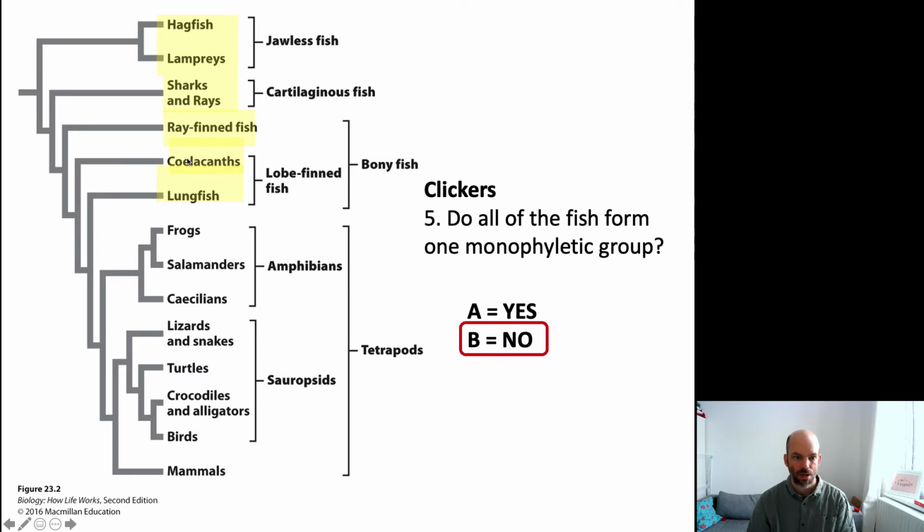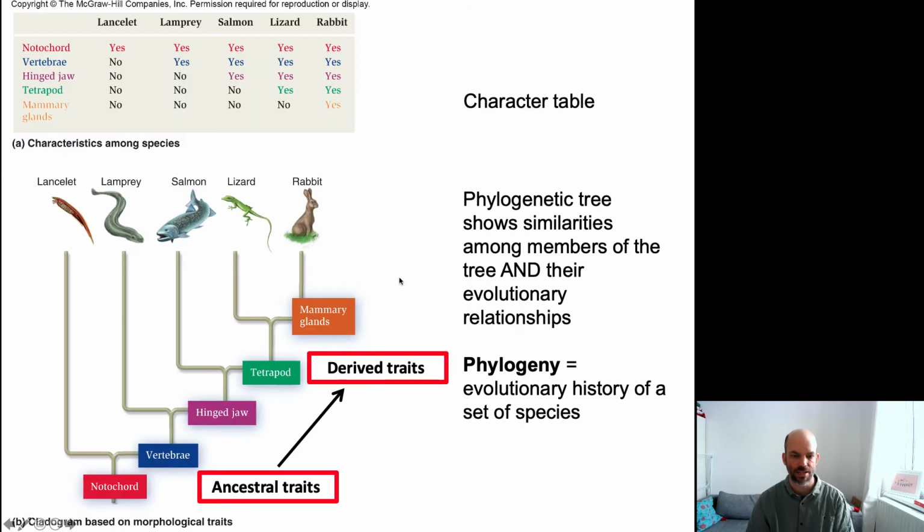All of these in a monophyletic group? No, for the same reason. Their most recent common ancestor would be all the way back here. And so to put all of these in a group, you would have to include everything on this tree. Right? So there are rules for what you can say is a valid taxonomic group.